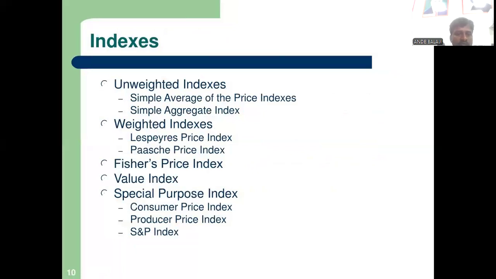Here we have some types of index numbers, that is unweighted index numbers, weighted index numbers, Fisher's index number, value index number, and special purpose index numbers. In unweighted index numbers, we have simple average of the price relatives and simple aggregate index, and in weighted indexes, we have Laspeyres index and Paasche index. Apart from this, we have Fisher's price index number, value index number, and special purpose index numbers. In special purpose index numbers, we have consumer price index number and producer price index number.